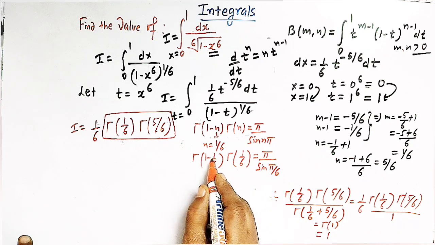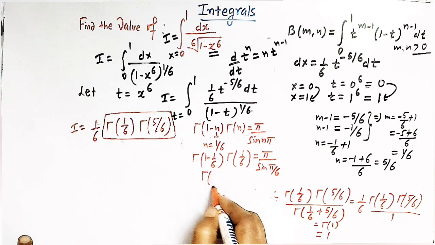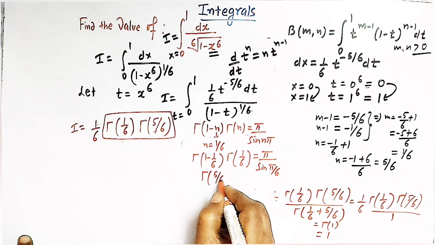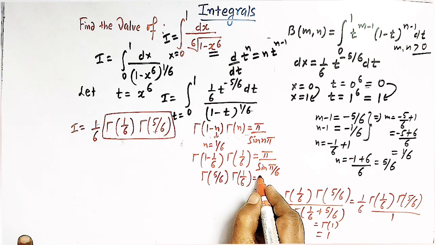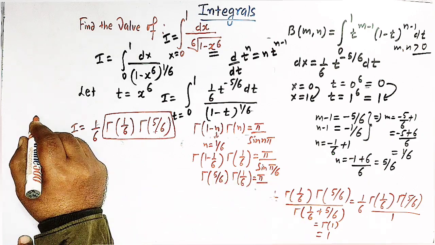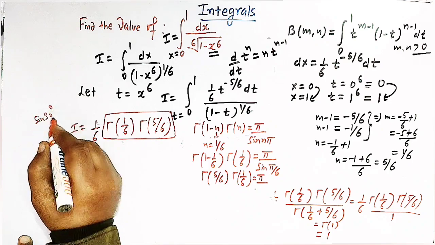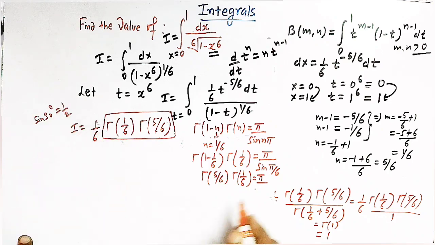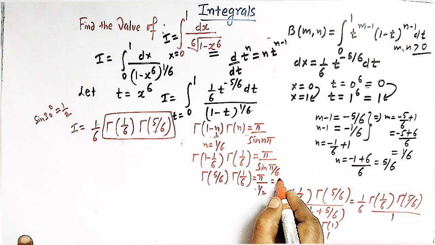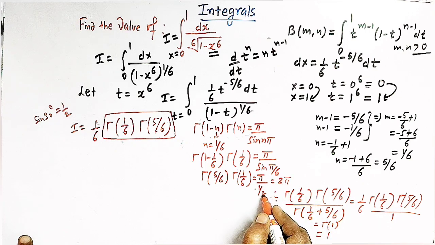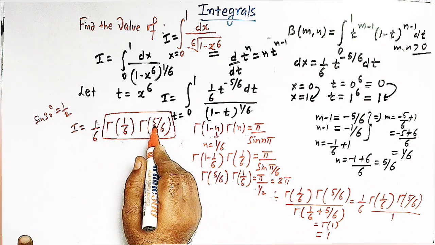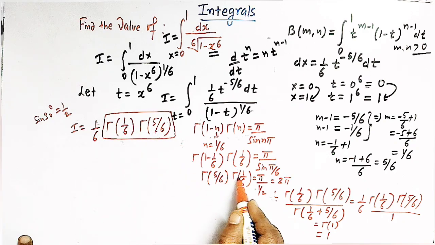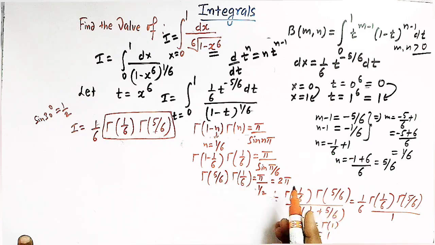So now this is 1 minus 1 over 6, so this is gamma 5 over 6, and here we have gamma 1 over 6, and this is pi divided by sine pi by 6. Now sine pi by 6 is sine 30 degrees, that is equal to half. So this is equal to 2 pi, taking this 2 to the numerator. So the product of gamma 5 over 6 and gamma 1 over 6 is equal to 2 pi.